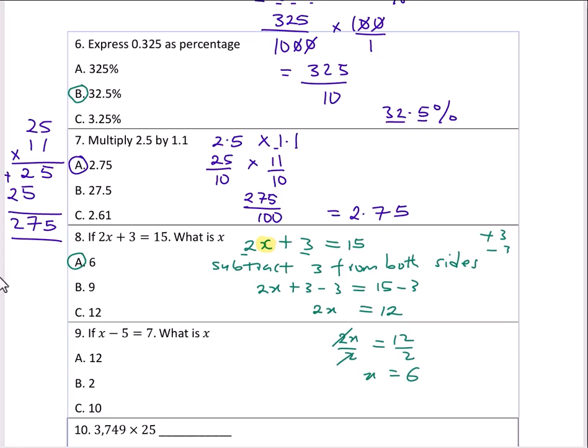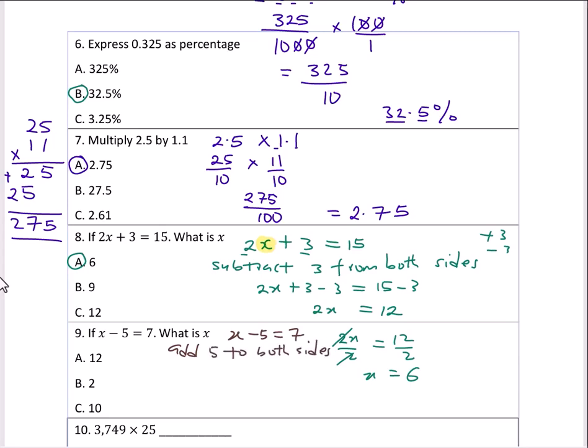For question number 9, that's very much simple. We have x minus 5 is equal to 7. So we're solving for x. This is a one-step linear equation. The previous question was a two-step linear equation. So what we'll do from here is add 5 to both sides, since we have a minus 5. So let's add 5 to both sides.